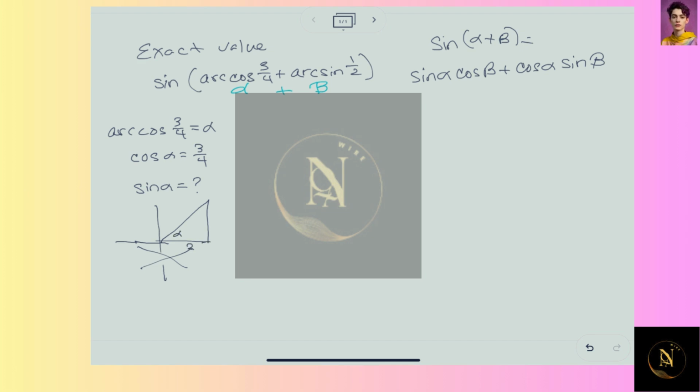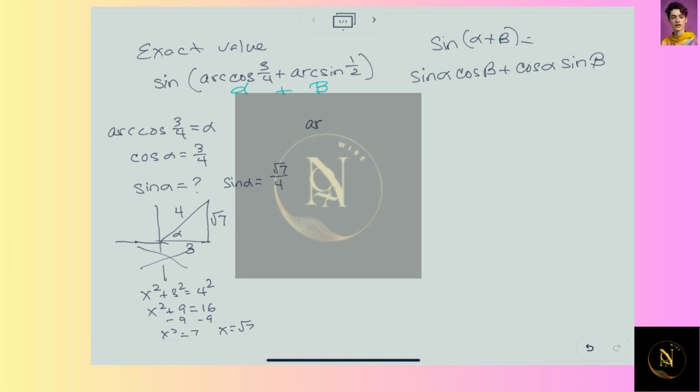Cosine is adjacent over hypotenuse. So I can just use the Pythagorean theorem real quick. Subtract 9 from both sides. So I get x equals radical 7. So I'm going to fill in that side measure. And then I can see that the sine of alpha is just rad 7/4.